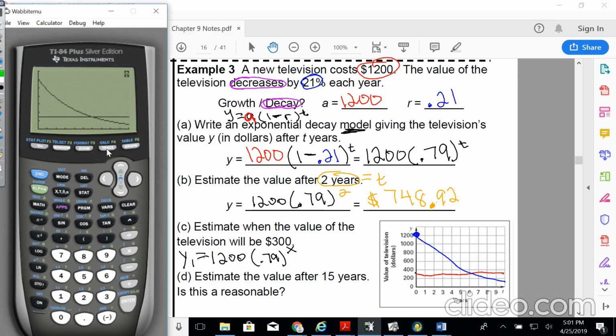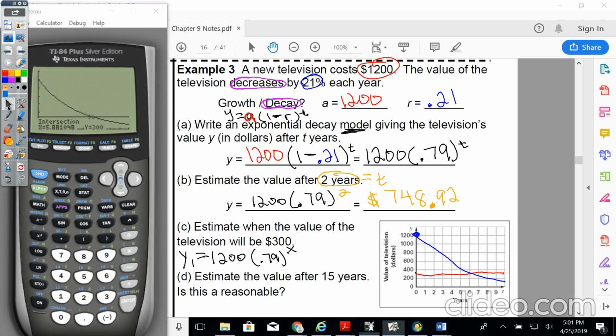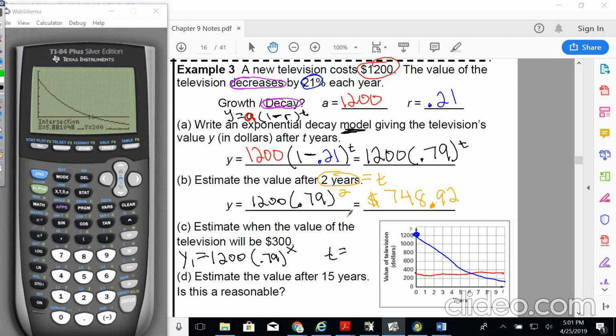So second trace number 5, and then enter, gives me that t is 5.88 years, which again, we would round it to 6 if we were just, because it says estimate. But if you can find the exact, you can always estimate. But it doesn't work the other way around. If you estimate, you can't always find the exact.